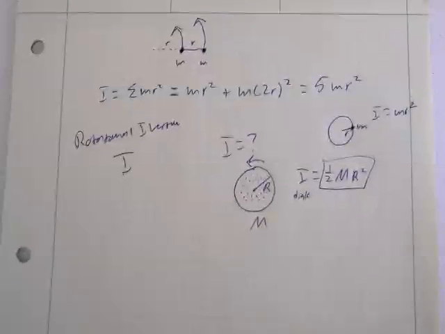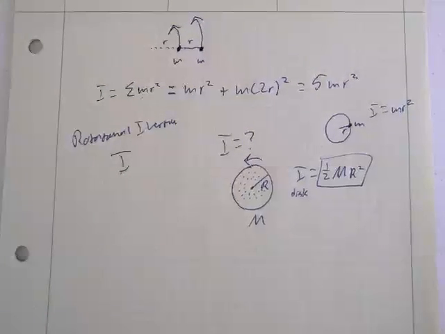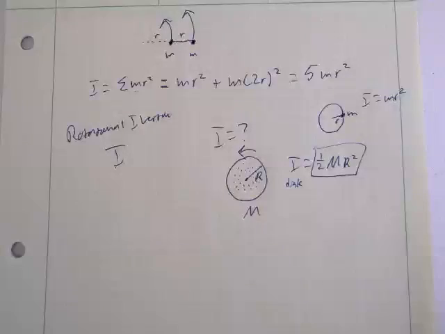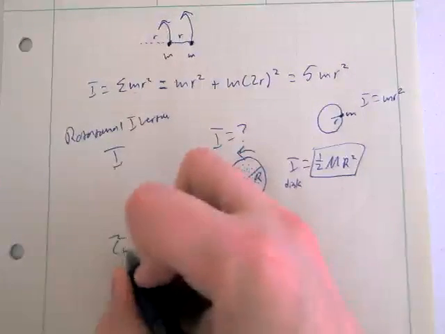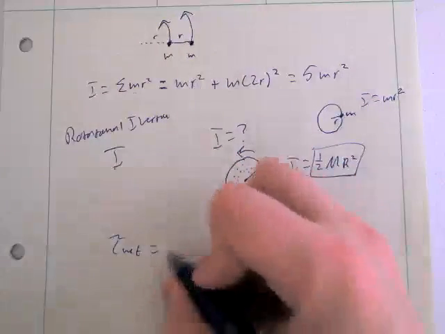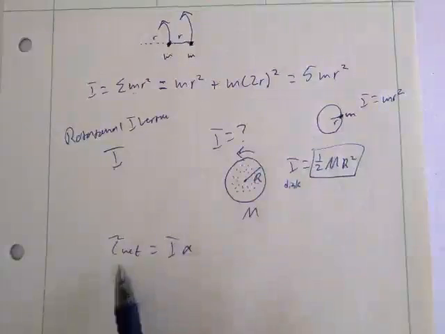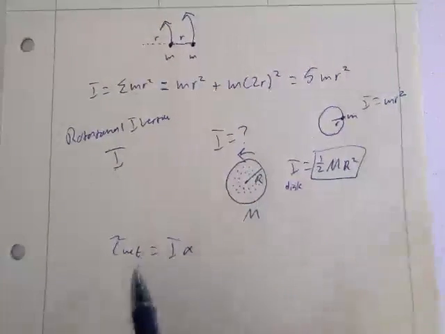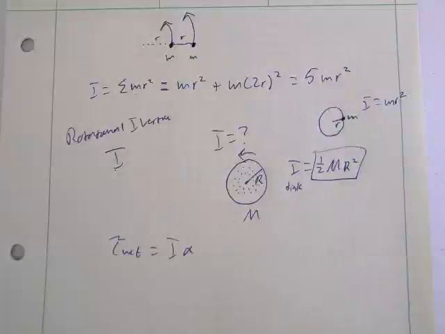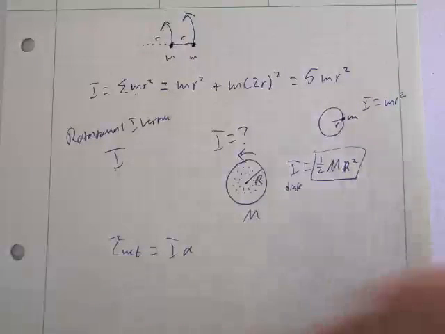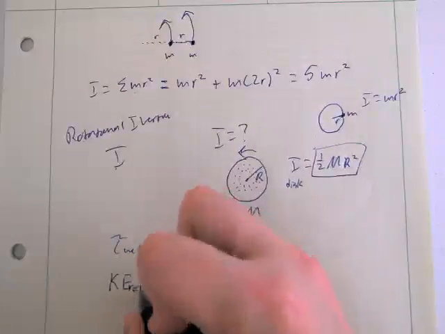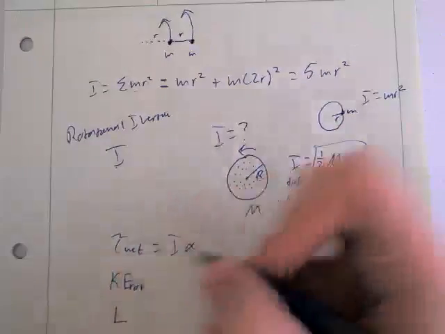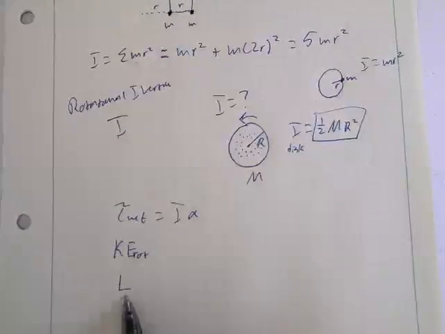Okay, one quick thing before we finish this section, as we get to the next sections of chapter 10. So far we've derived all of our kinematics. We have net torque equals I alpha, right? Instead of F equals ma, we have net torque equals I alpha. The next things that we're going to do in this chapter are rotational kinetic energy and angular momentum. L is what we use for angular momentum.